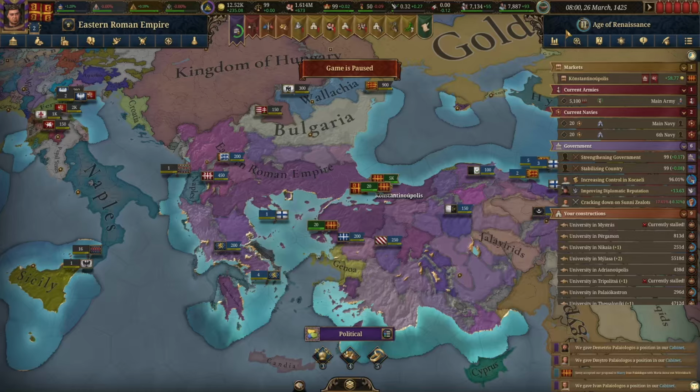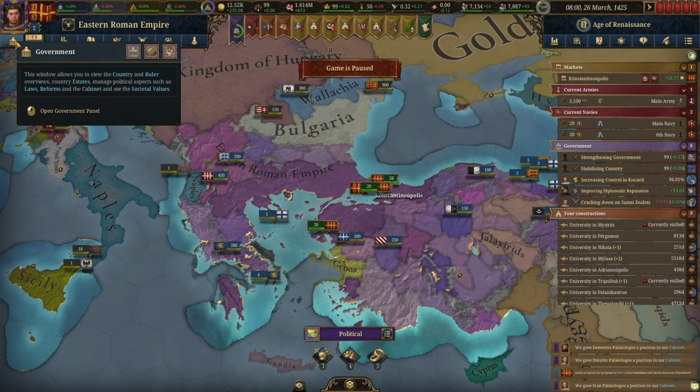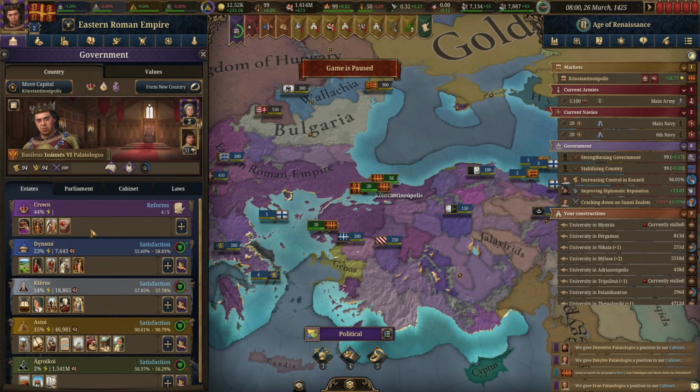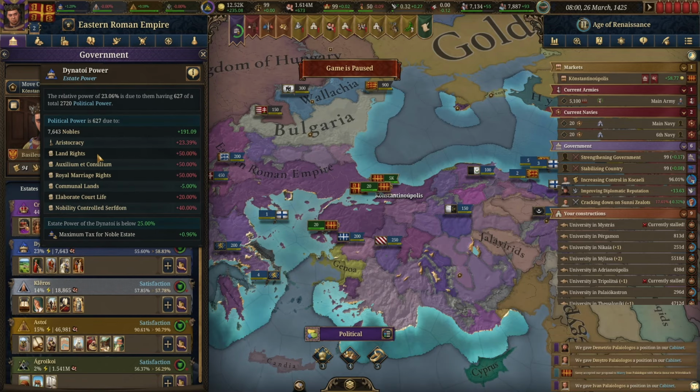Today we're going to be taking a little look at estates, their power and political power overall. To start with, if we head to the government screen, we can see a breakdown of the estates and their influence. When we hover over one of the estates, for example the nobility, we see that they have 23% of the relative power in the country due to them having 627% of the 2,720 political power in the nation.